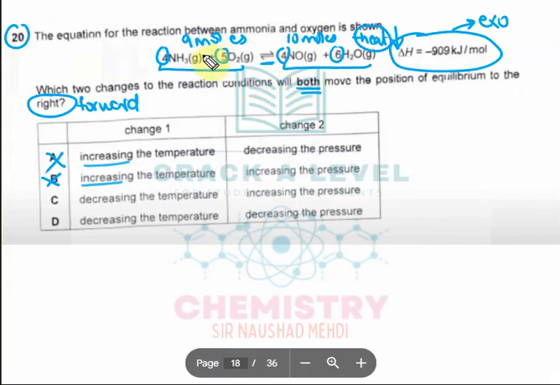Similarly, if you decrease the pressure, it will move in that direction which has greater number of moles. So if we decrease the pressure, it will move to the right hand side, the forward direction, because in the forward direction we have greater number of moles, so we have to decrease the pressure, okay. So obviously the option D would be the correct answer for this one.